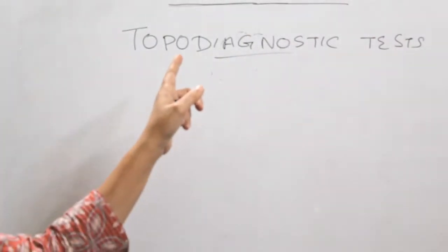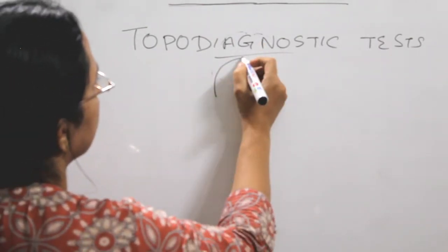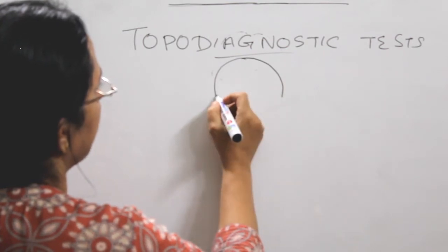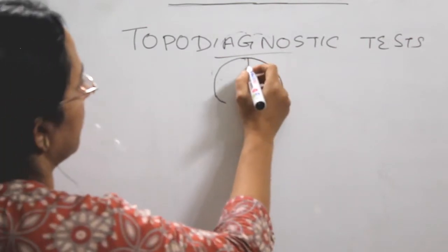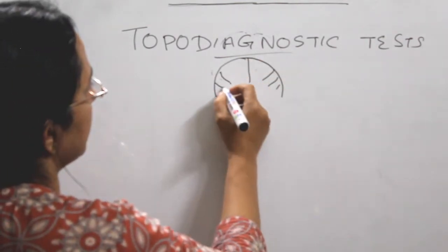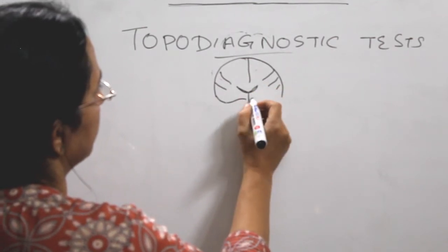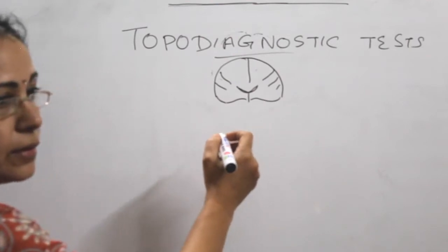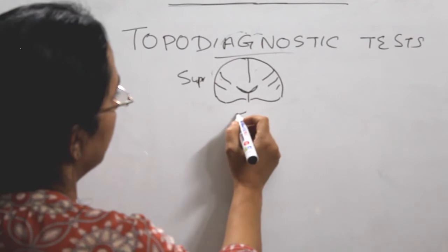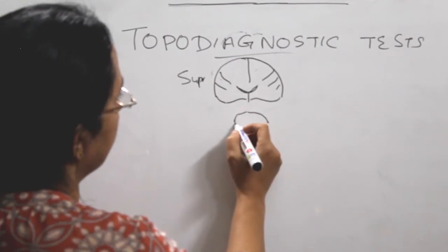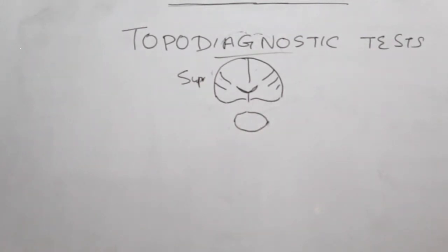So actually there are 4 topodiagnostic tests, but the central lesions can also be diagnosed by certain investigations. So coming to the course of the facial nerve, first it starts from the cerebral cortex, that is the supranuclear part. This is the face area. Then from there it comes, so this is the supranuclear, then your nuclear area, isn't it? Okay.